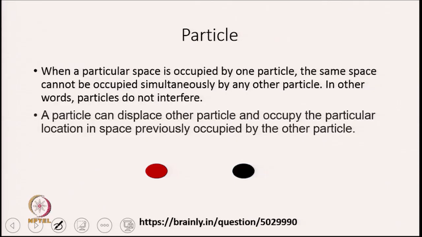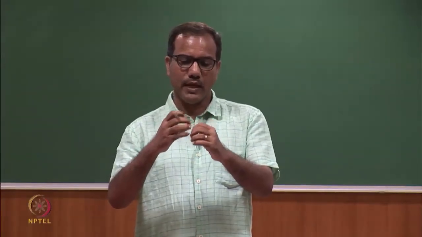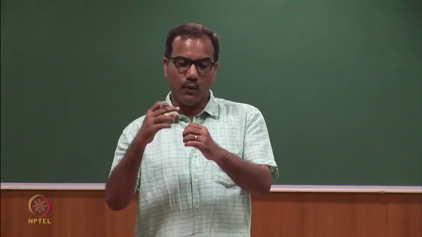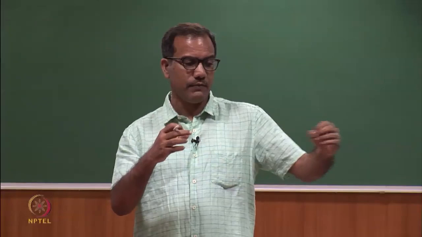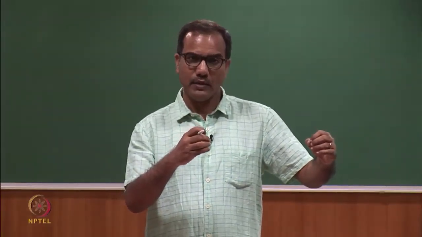Now, let us come back to particle. When a particular space is occupied by one particle, the same space cannot be occupied simultaneously by any other particle. In other words, particles don't interfere. So, suppose there is one particle and there is a second particle. If this comes, this cannot occupy the position taken by this particle. This can only occupy this position if this is displaced from its earlier position.